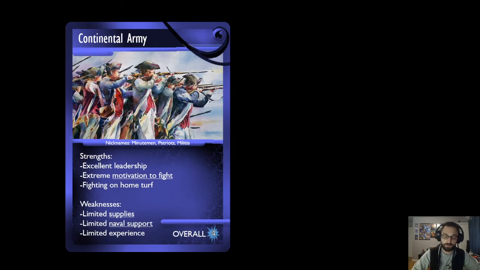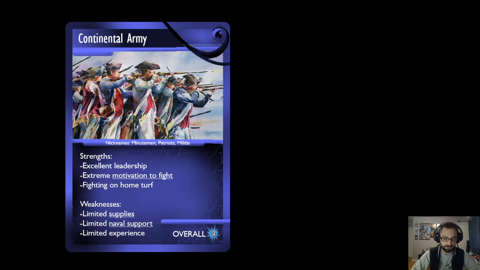Some of the weaknesses that the Continental Army had: they had limited supplies, and that doesn't just mean weapons and ammunition. It also means clothing, which you don't think about as being particularly important until you're fighting in the winter and your soldiers don't have shoes and they're freezing, right? So their supplies were limited because all their supplies before this were coming from overseas for the most part, right? They also had limited naval support.